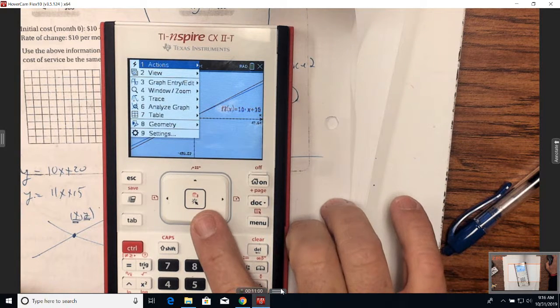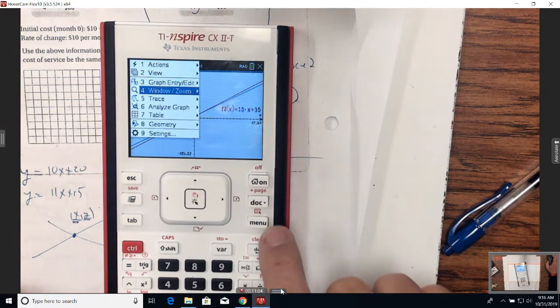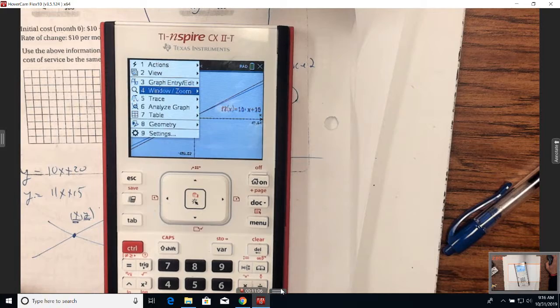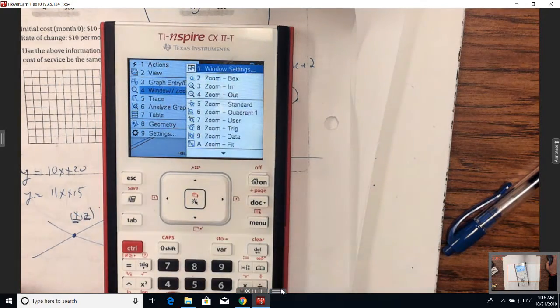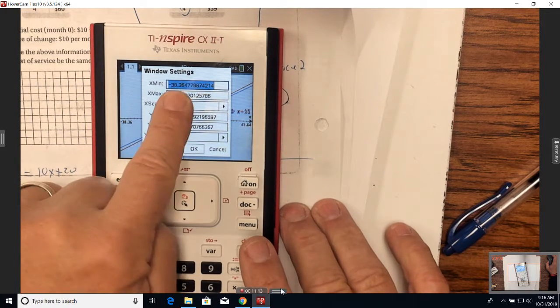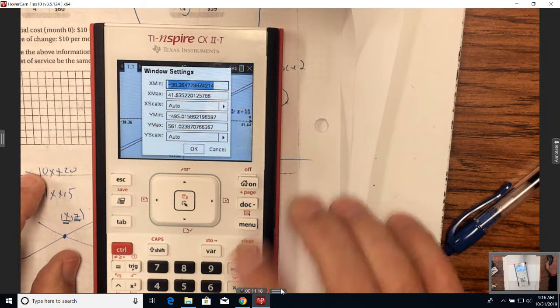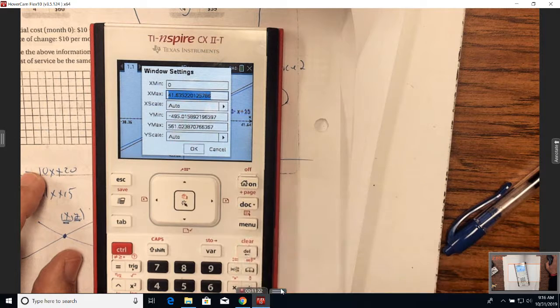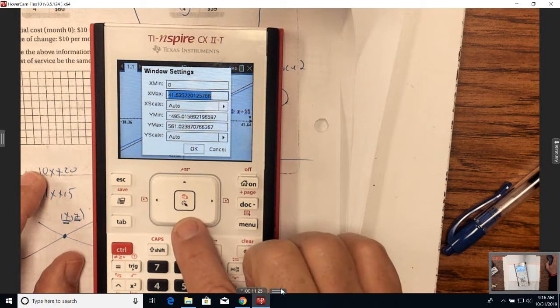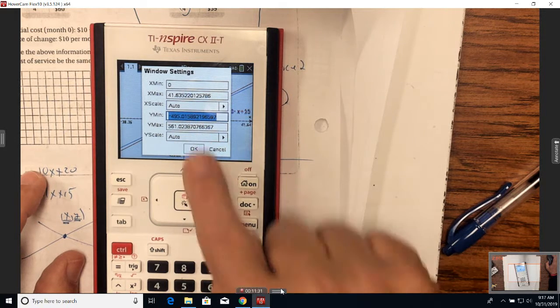To be only positive. So go to Window, again, which is number 4. So I went to Menu 4. I'm going to show you how to mess with your window. So go to Window Settings, which is 1. And see how this is at negative 38? I don't want it to be negative. Let's just start that off at 0. And then my X max can be 40, that's fine. 41, whatever. And then let's go over here and change my Y min to be 0. I don't want it to be negative.